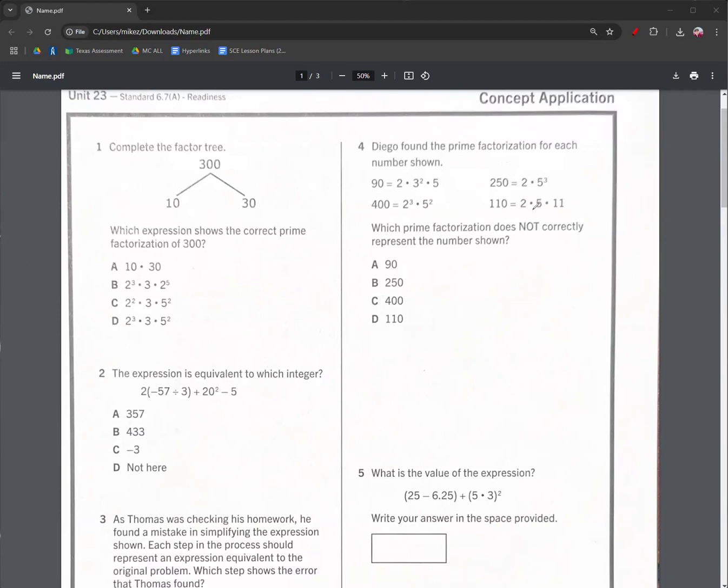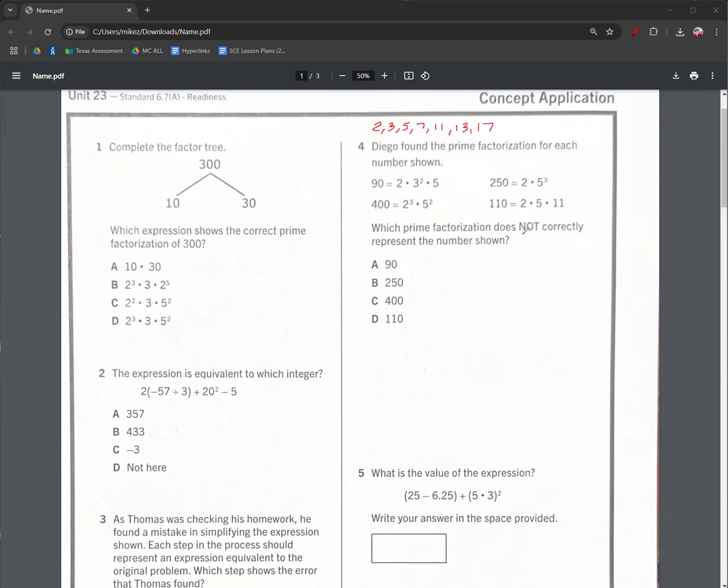Which prime factorization does not correctly represent the number shown? So there's 2 ways we could do this, right? First, you need to know all your prime numbers: 2, 3, 5, 7, 11, 13, 17. So I am not going to do prime factorization on all 4 of those numbers.